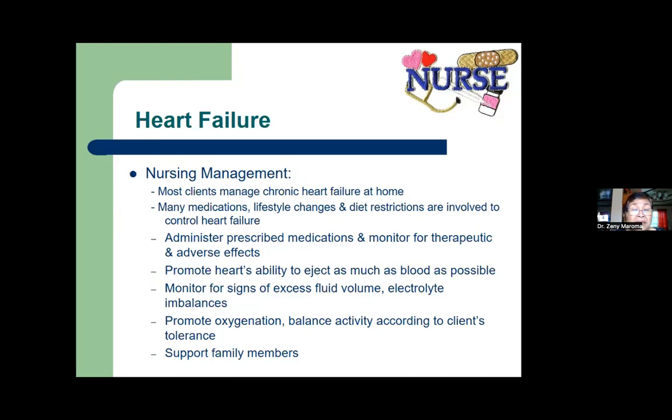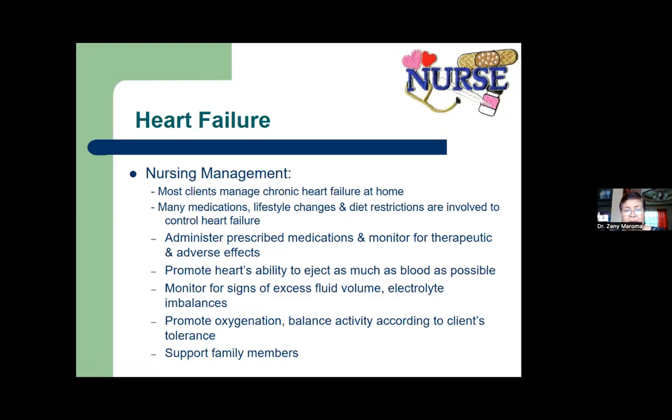Ganun pa man, may nakahanda na rin sa bahay na oxygen tank. At saka, nabili na rin sila ng pulse ox, no? Pulse oximeter para alam nila kung kailan sila pupunta sa ospital. Kasi takot pa rin tayo na pumunta sa ospital, baka mga COVID patients pa rin doon. Okay? Kaya usually they're managed at home. But marami silang medications na iinumin, no? They need to change lifestyle, diet restrictions, in order to control heart failure.